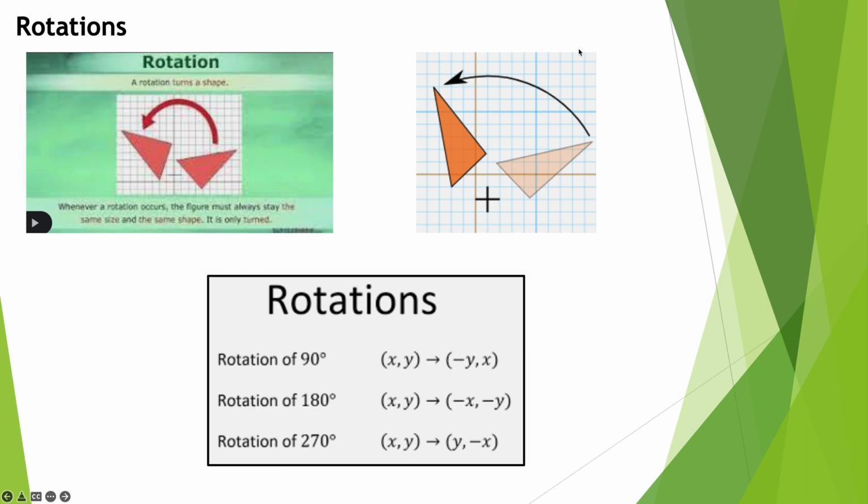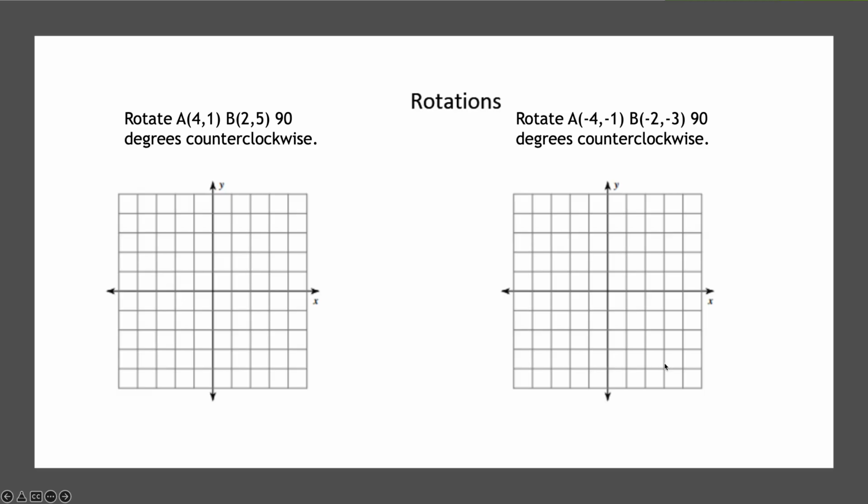And now let's get started to do some rotations. So we're asked to rotate the segment AB, which is made up of A is (4, 1), B is (2, 5), 90 degrees counterclockwise. So there are the 2 points, and there's the line segment that connects them. We want to rotate it counterclockwise. So the rule, I wrote it down so you would remember it, is (x, y) becomes (-y, x).